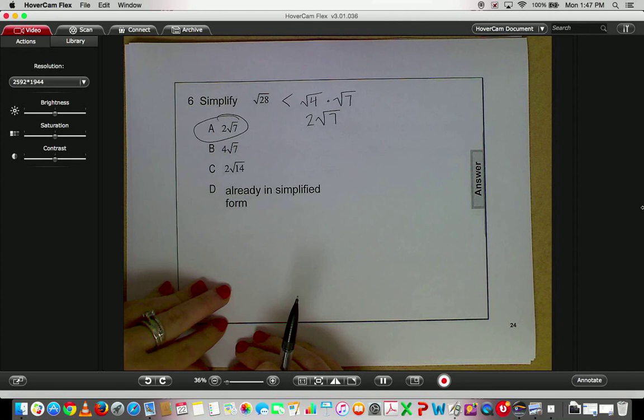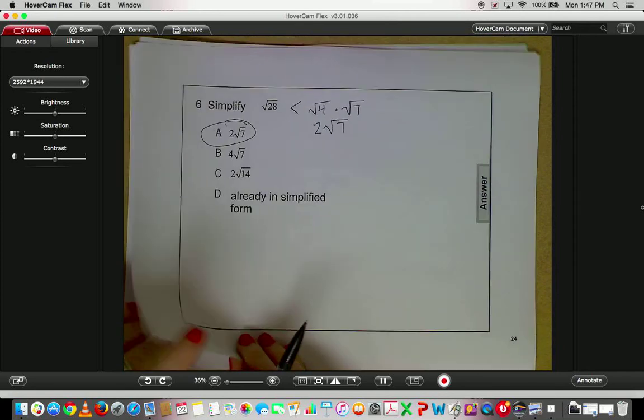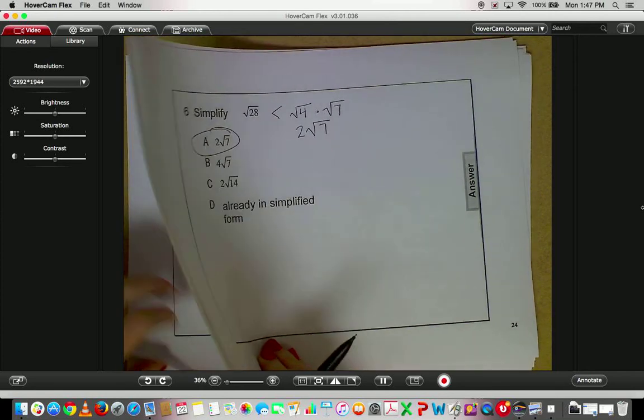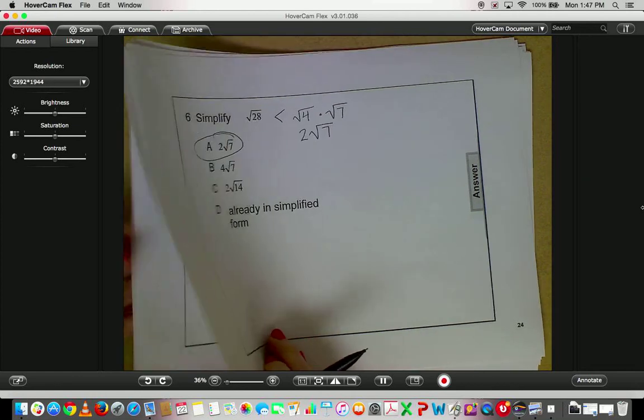All right. Then we're going to move on. I'm going to give y'all a couple problems on a worksheet. The sub will give it to you.